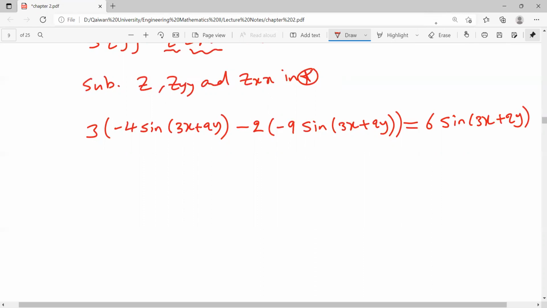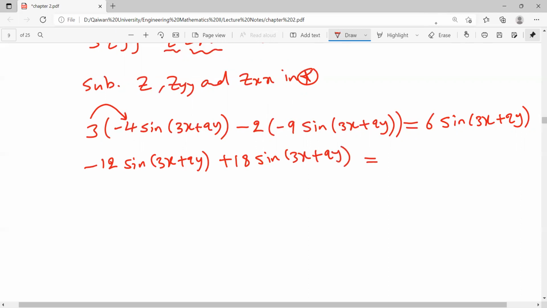Let's check. 3 times negative 4 is minus 12 sine 3x plus 2y, plus 18 (minus 2 times minus 9 is plus 18) sine 3x plus 2y. And on the left-hand side we have minus 12 times sine, and also 18 sine.